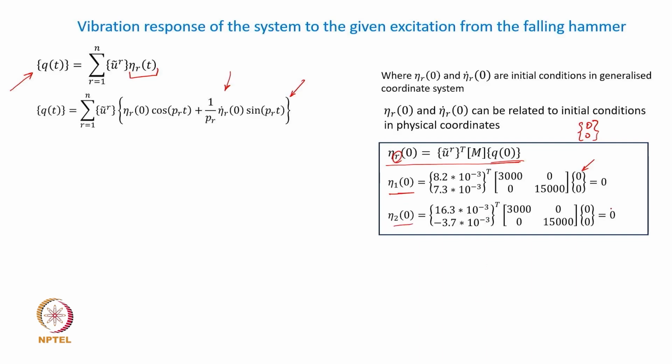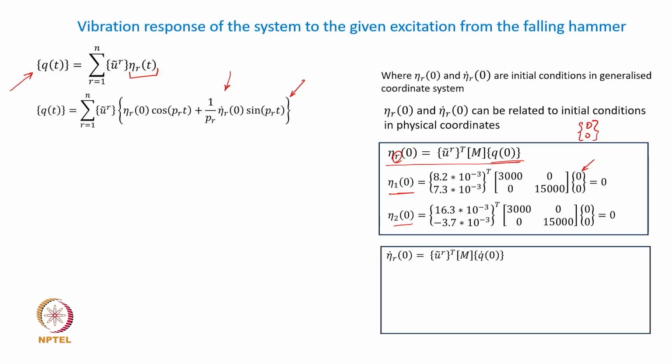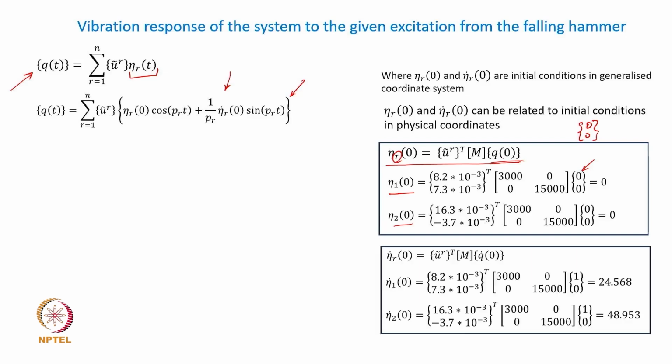In this case, q naught being 0, you get eta 1 and eta 2 at t equal to 0. That is the initial condition. But what happens with q dot naught at t equal to 0? q dot naught is basically given by this. This is the initial condition for the velocity term, right.